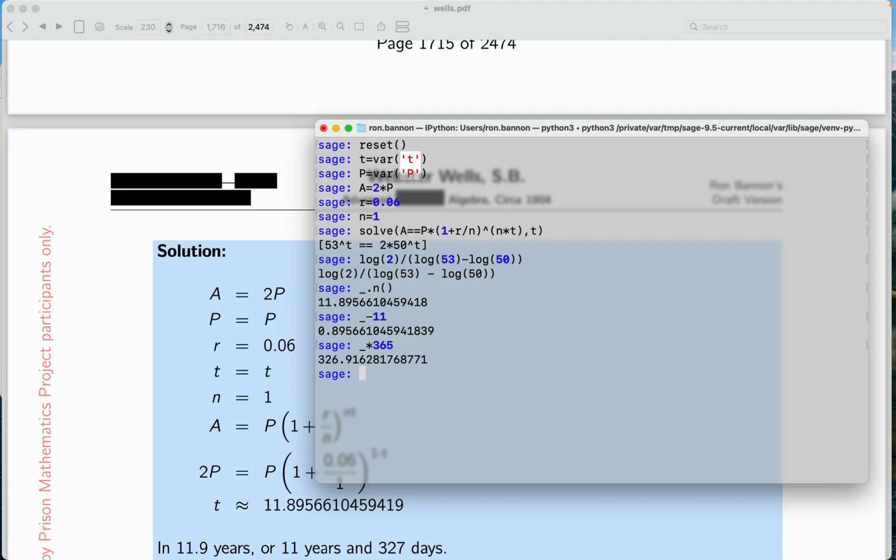Now, for what money? No matter what you put in the bank, whether it's $1 or $1 million, all right, it's going to take 11 years, 327 days, if the interest rate is as advertised.